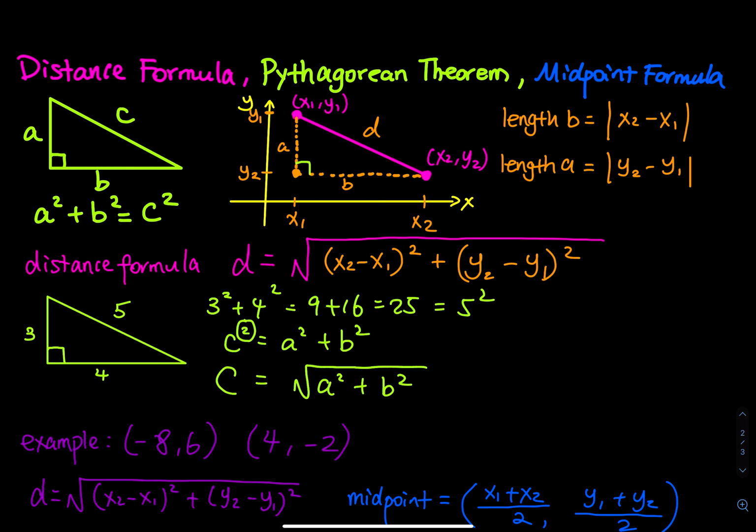So let's say 1 plus 2 is the same thing as 2 plus 1, right? So that's why you can swap the position of x2, x1, and y2 and y1, but you will have to use x minus x and y minus y. And how do we get this square? This square is from here, the a square and b square. So now we have a distance formula.